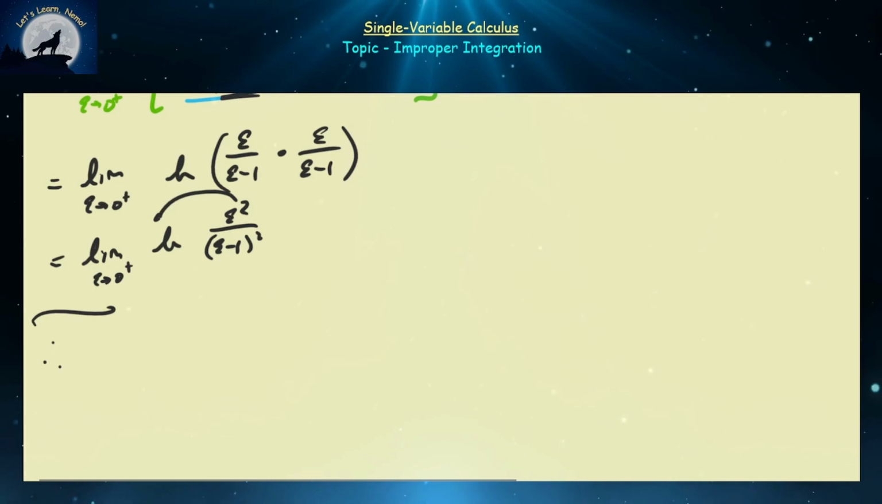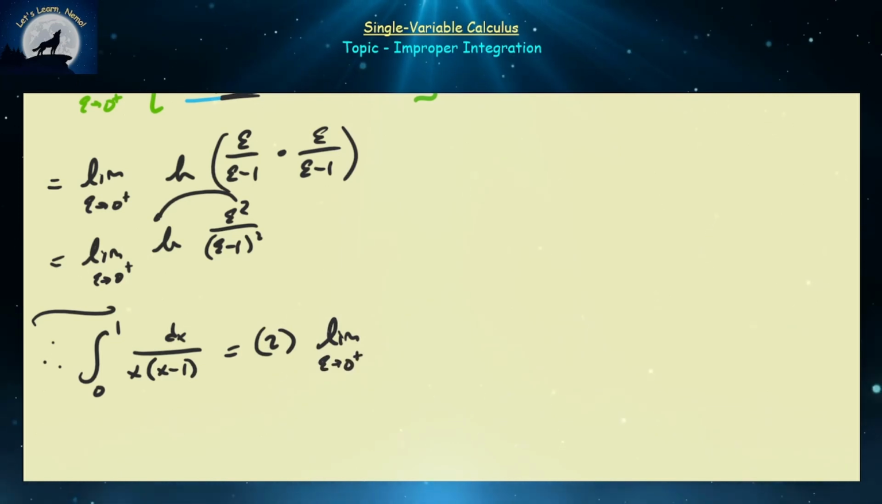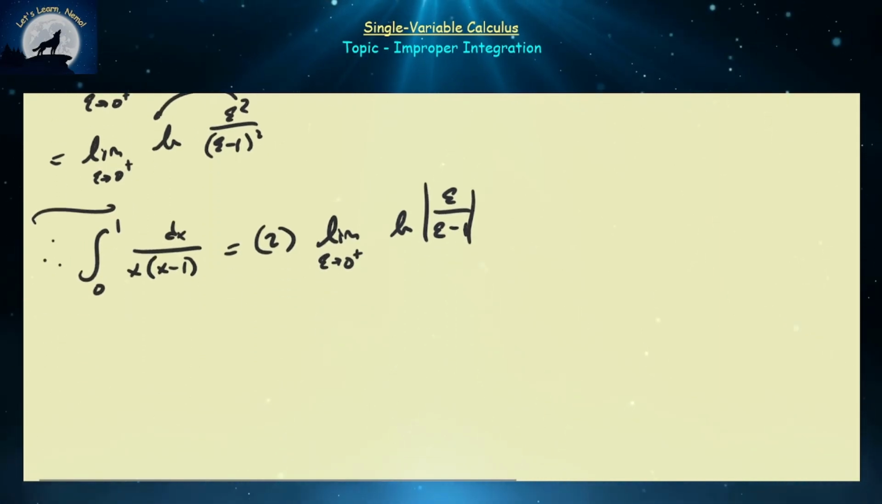So now what we have here is our integral that we started with, 0 to 1 of x times x minus 1, is equal to 2 times the limit as epsilon goes to 0 from the right of the natural log of epsilon all over epsilon minus 1. Right, and let's throw in our absolute values there. Once we have this, I actually want to reverse my bottom again, back to 1 minus epsilon. You'll see why I prefer this in a moment. We'll make this next statement clearer.